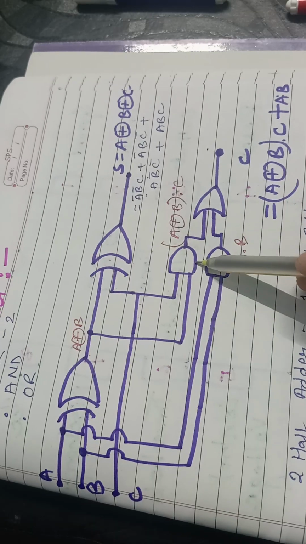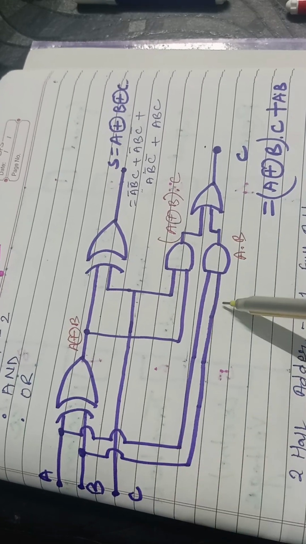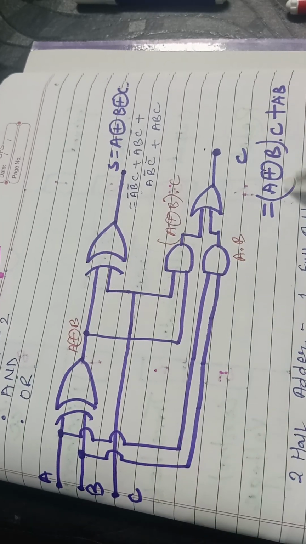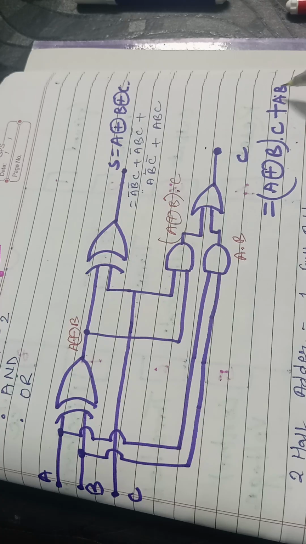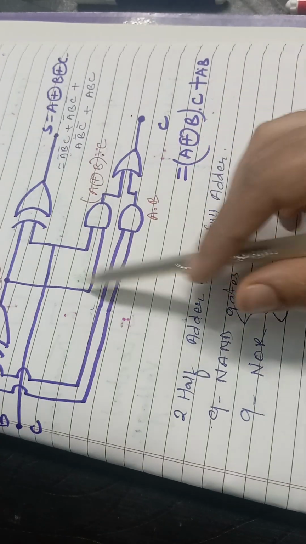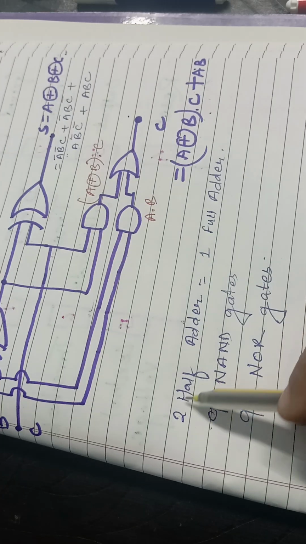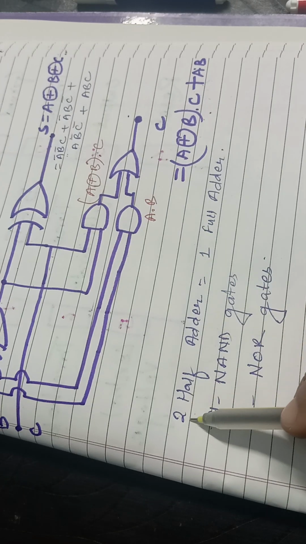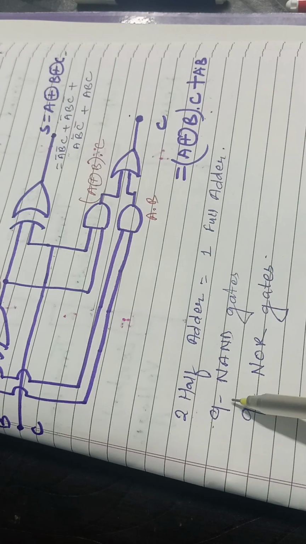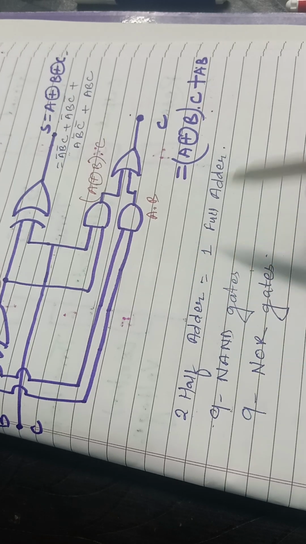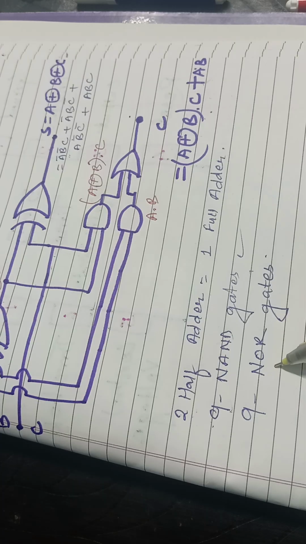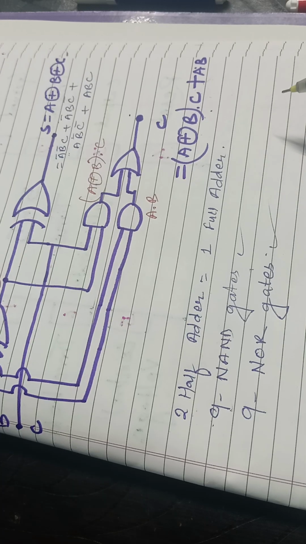And now on the carry side we will have to take input from the A XOR B and one with C, and next both the inputs from A and B. So our carry will be A XOR B and with C plus, plus means the OR operation, the AND of A and B. So to implement full adder we can either use two half adders. Two half adders make one full adder, or if we are implementing full adder with NAND gates, we need 9 NAND gates, and for NOR we need 9 NOR gates.